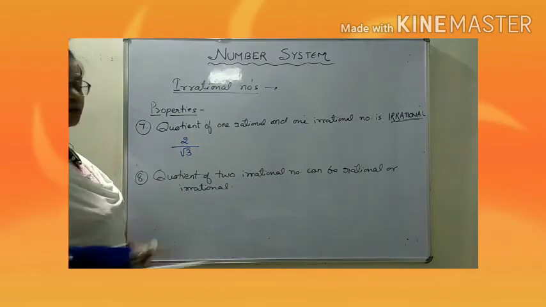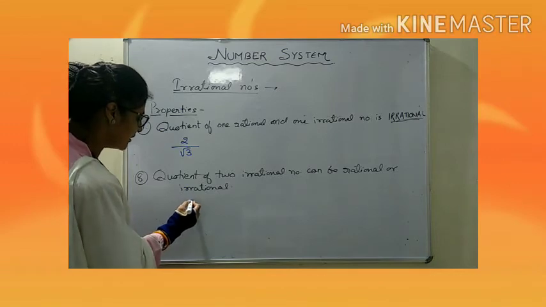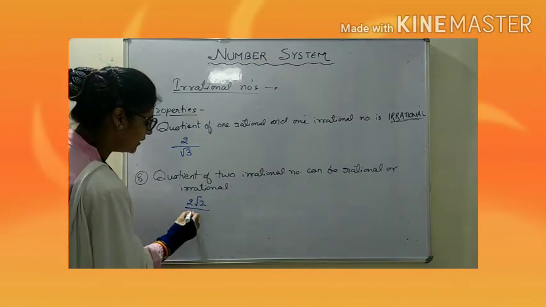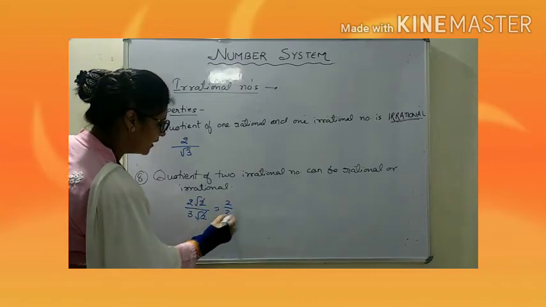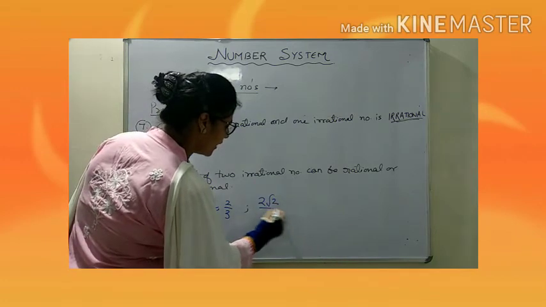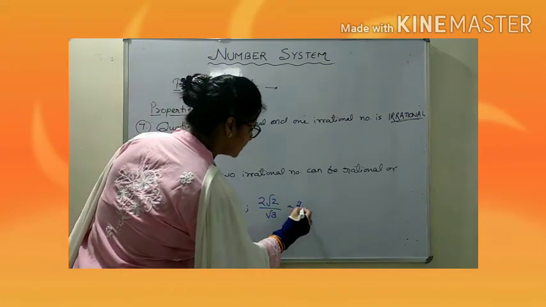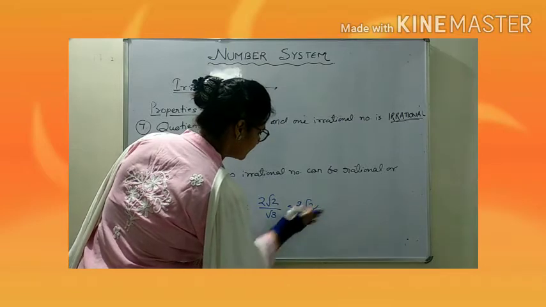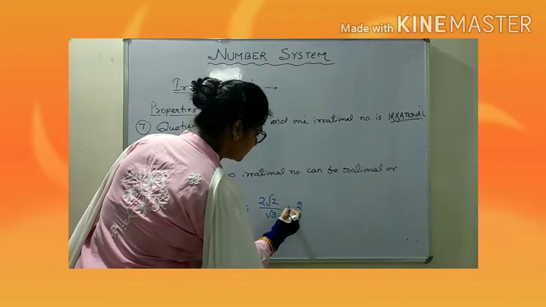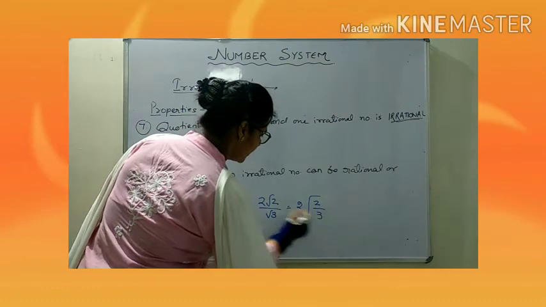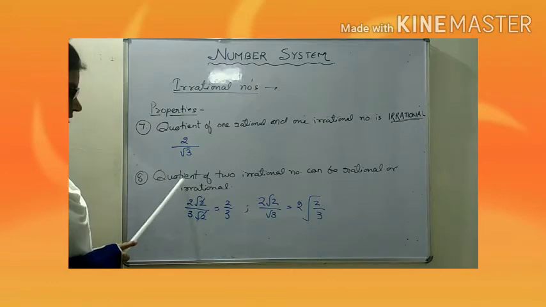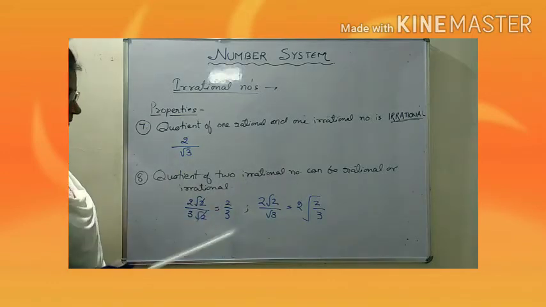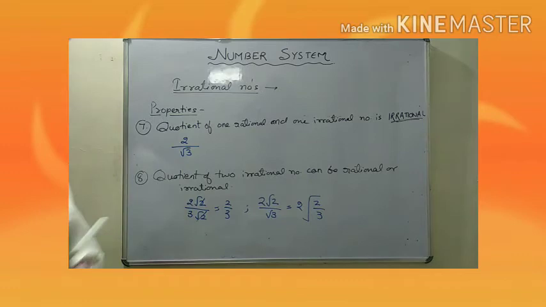Now what about the quotient of two irrational numbers? Let us consider two irrational numbers, 2 root 2 and 3 root 2. Now what is the answer? This will be 2 by 3. And if we take 2 root 2 upon root 3, what will be the answer? It will be 2 under root 2 by 3. So it shows that the quotient of two irrational numbers can be rational or it can be irrational. So all these are the properties of irrational numbers.